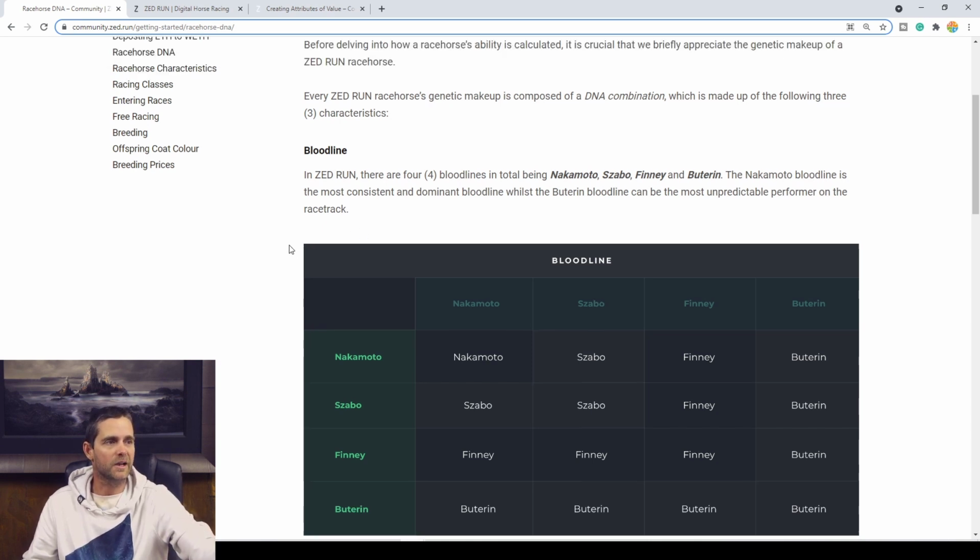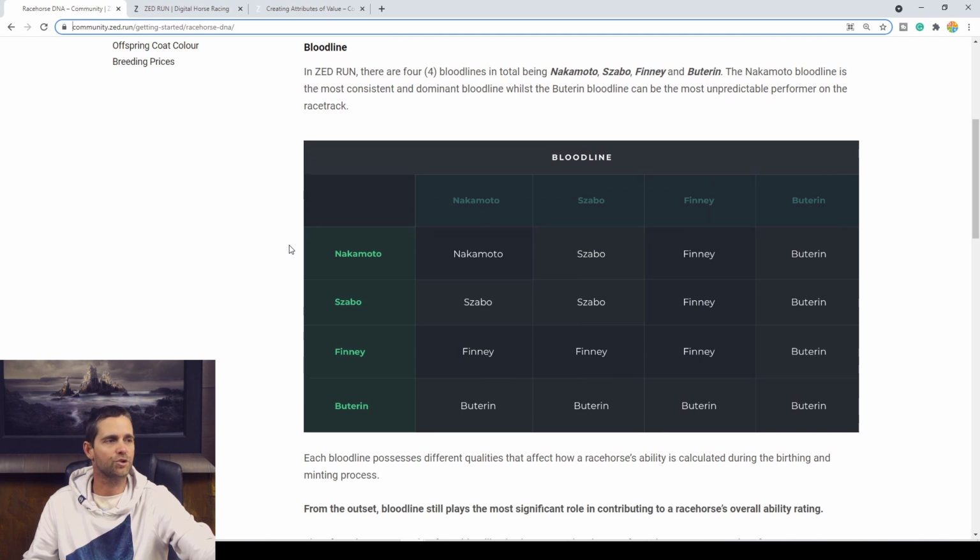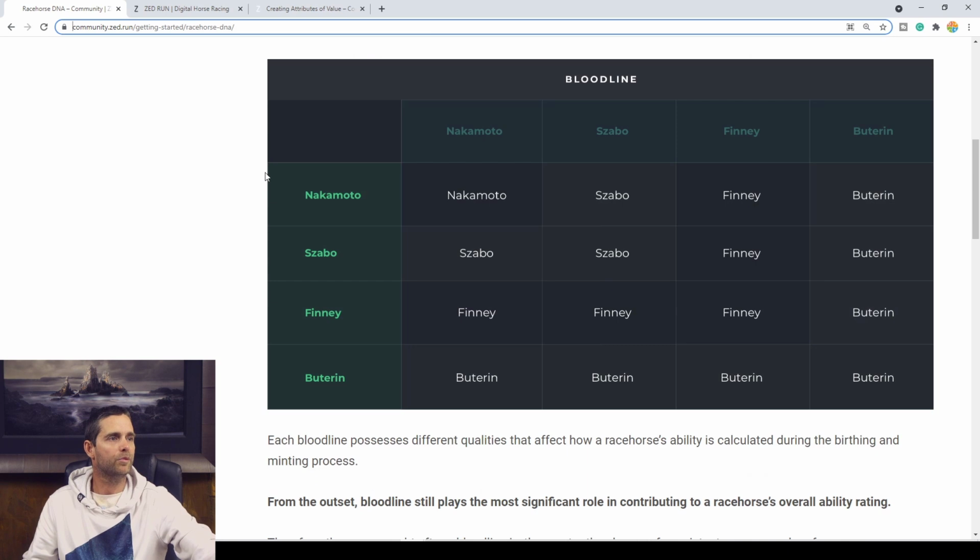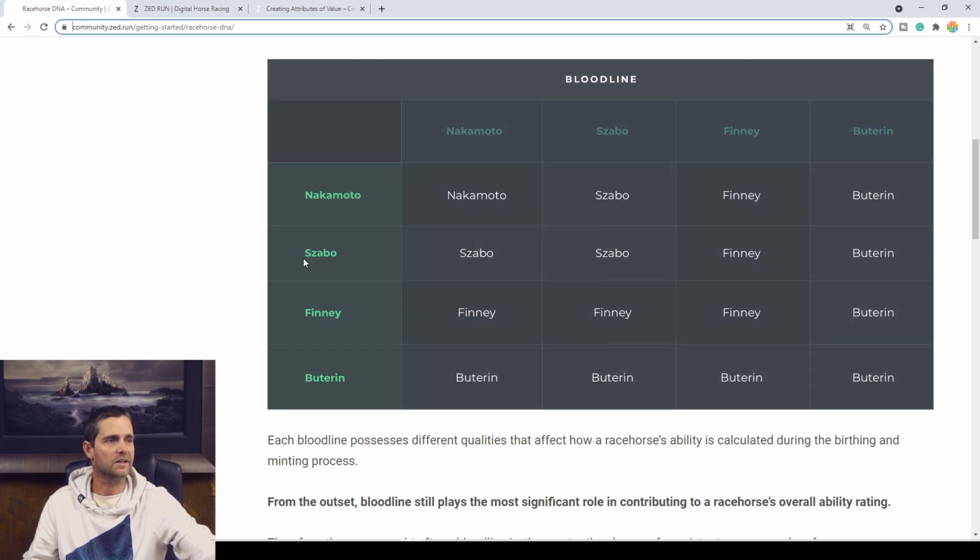Now, from a breeding perspective, we will just touch on this for a short period of time, because when you breed a Nakamoto with a Nakamoto, that's what this chart is here. Let's zoom in a little bit more. There we go. These are the hierarchy here: Nakamoto, Zabo, Fini, Buterin, in order, and they also go in order across the top of the chart, left to right. What this chart is suggesting is, let's say the male is on the vertical and the female is on the horizontal, when we take a Nakamoto and breed with a Nakamoto, we get a Nakamoto. Is that important? Well, possibly.